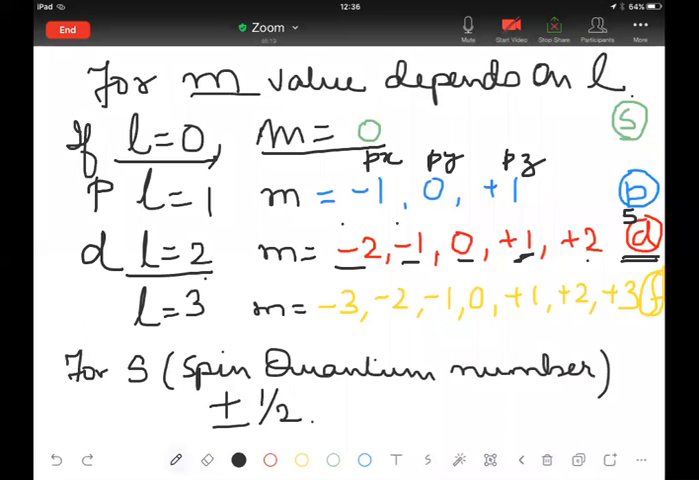And similarly, if L is equal to 3, you will have 7 values. See, 1, 2, 3, 4, 5, 6, and 7. There are 7 values for F. So the value of M will always depend on the value of L. And S will always have 2 values. That is, it is going to be plus half or minus half.